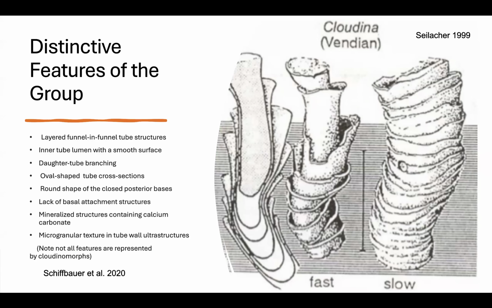So the distinctive features of this group is that they had a layered funnel-in-funnel tube structure, inner tube lumen with smooth surface, daughter tube branching, oval shaped tube cross sections, a round shape of the closed posterior bases, a lack of basal attachment structures, mineralized structures containing calcium carbonate, as discussed in the previous slide, microgranular texture in tube wall ultrastructures, as seen on the right, and note that not all of these features are represented by cloudinomorphs.